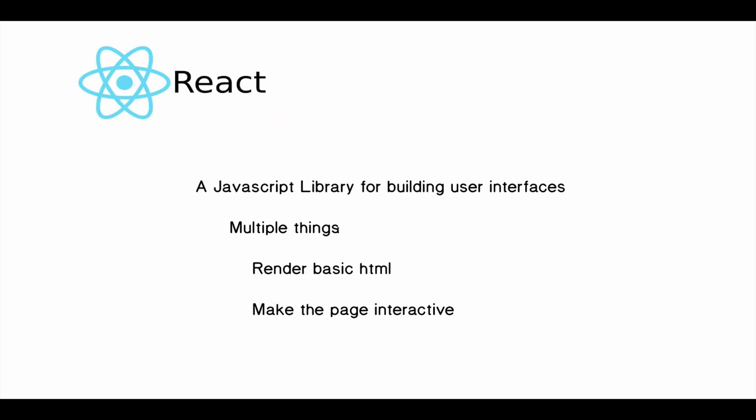So this JavaScript library, React, for building user interfaces, does multiple things. One of these things is it renders basic HTML, which is what we've just seen in these previous examples. And it also makes the page interactive. So when a user clicks or types something in, the page can react to that, whether to send information to the web server, to get the back-end server to get information and do a search and render that search information in the browser, or other things. So we can think of it as doing multiple aspects.